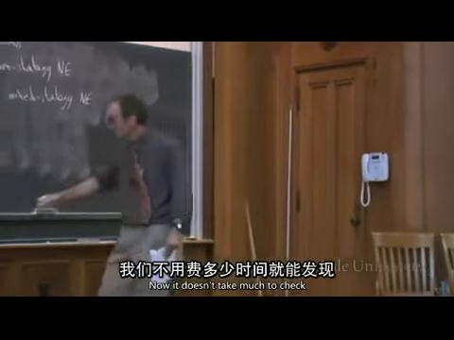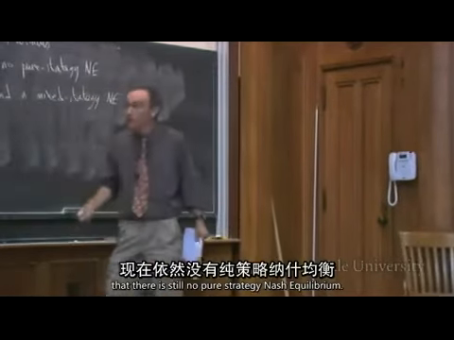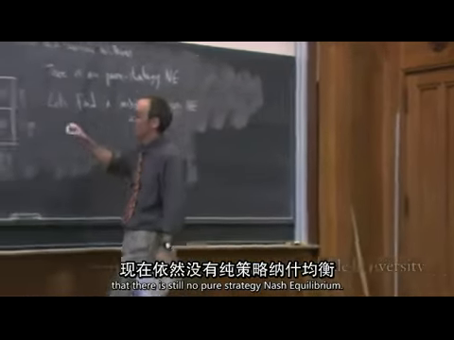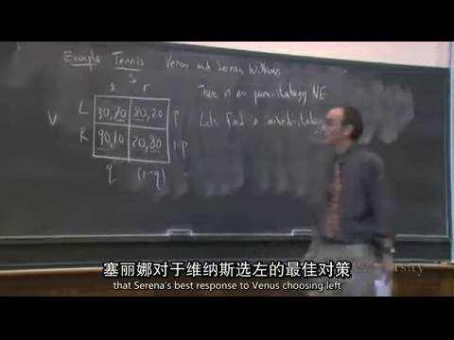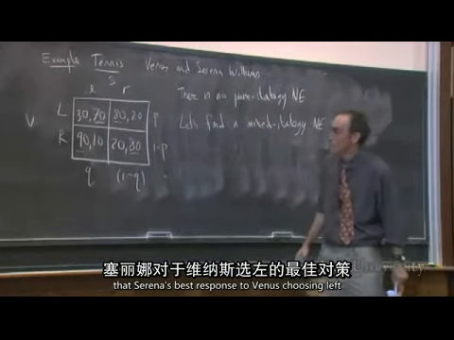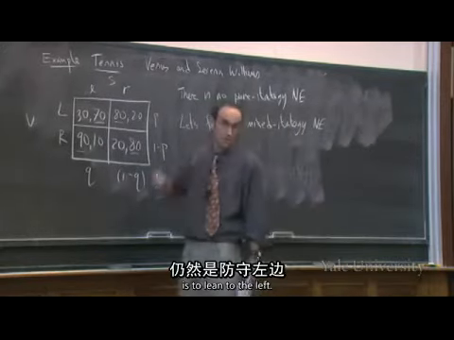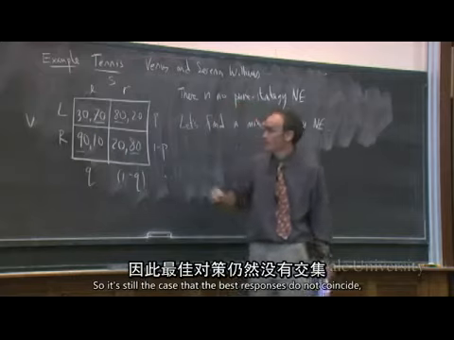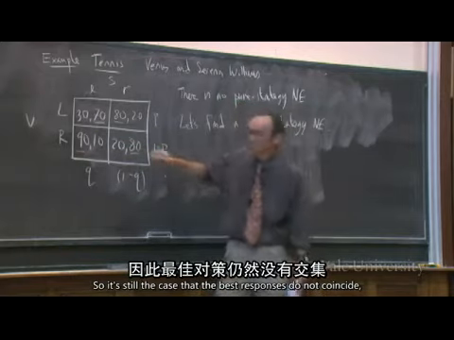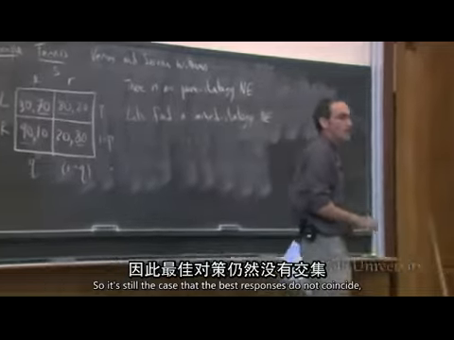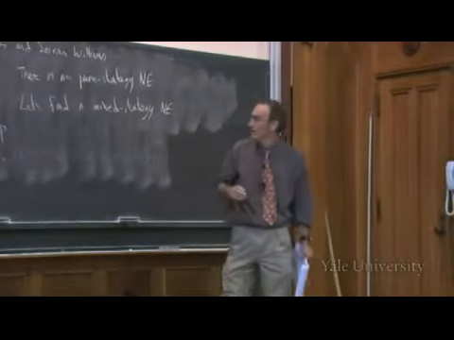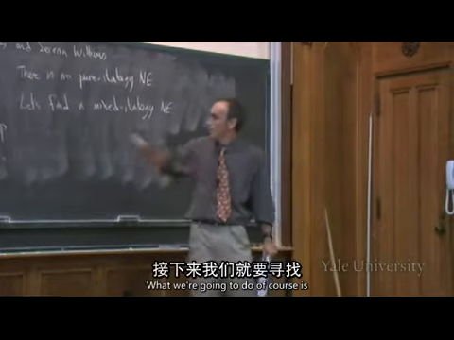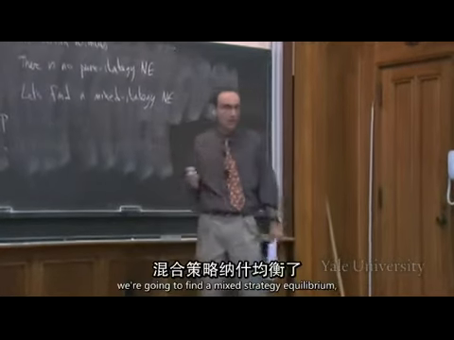Now, it doesn't take much to check that there is still no pure strategy Nash equilibrium. It's still the case, in fact even more so, that Serena's best response to Venus choosing left is to lean to the left. All right? So it's still the case that the best responses do not coincide. There is still no pure strategy equilibrium. All right? And what we're going to do, of course, is find a mixed strategy equilibrium.